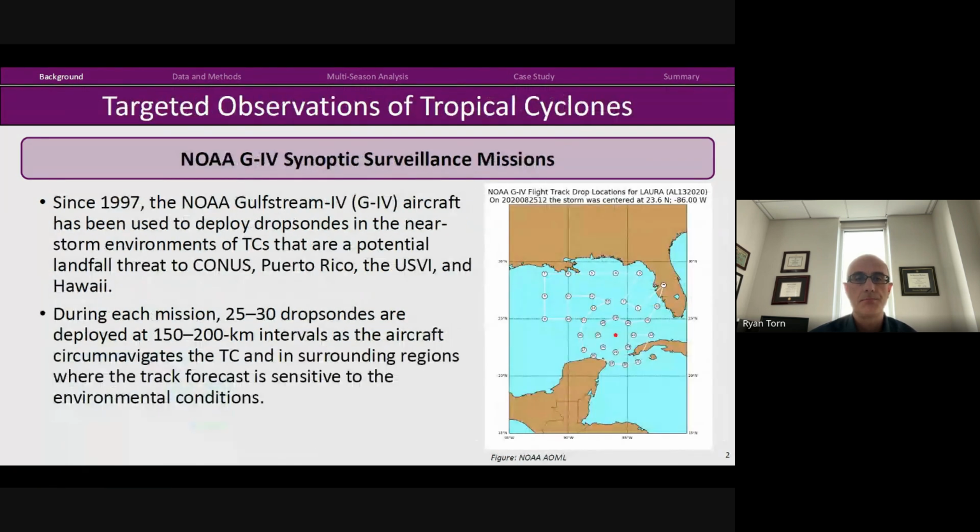Next slide, please. So we know, speaking to knowledgeable people here, that for almost 30 years, NOAA has used their G4 to fly around storms, to take dropsondes. Typically, there are 25 to 30 of them in a mission, often in a couple of rings, and then in some synoptic areas of interest around the storm. Next slide, please.